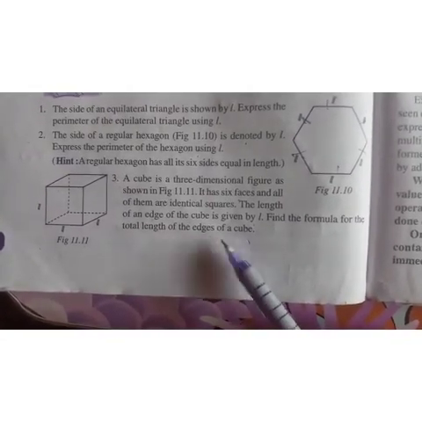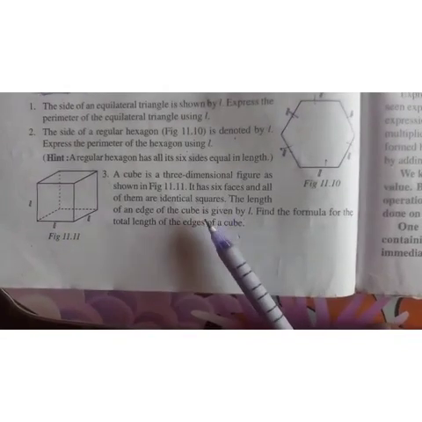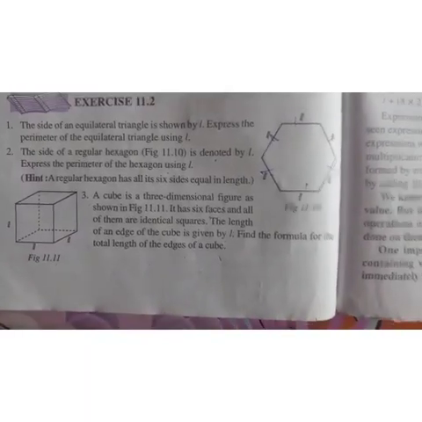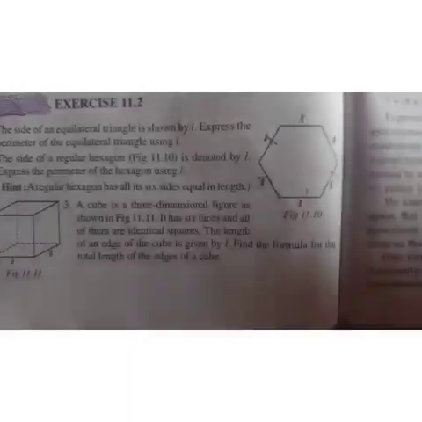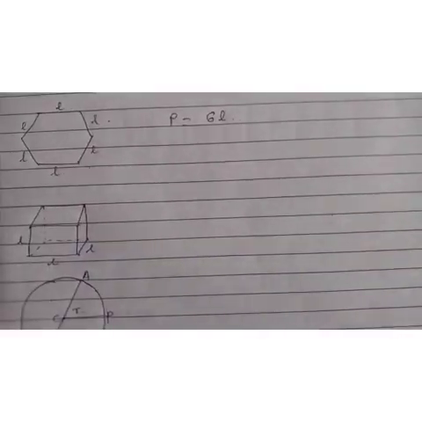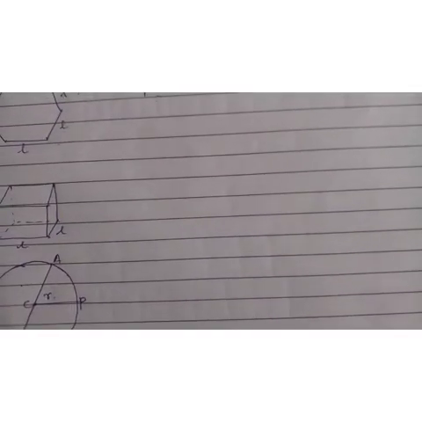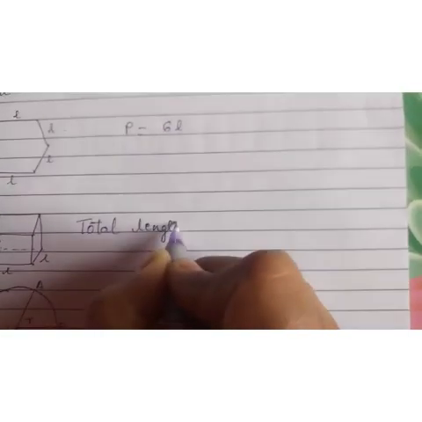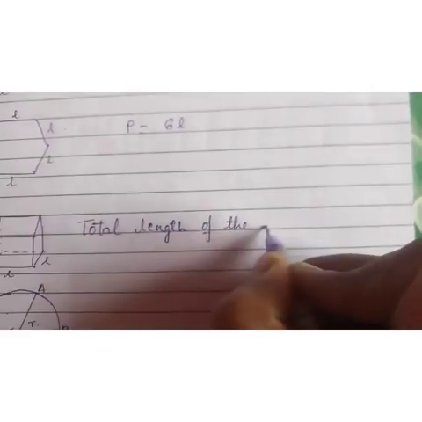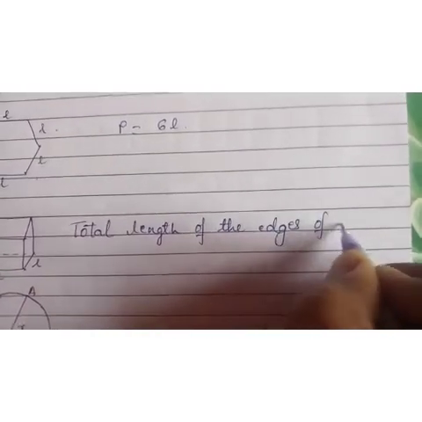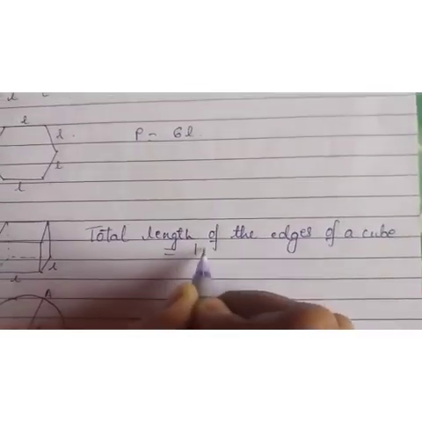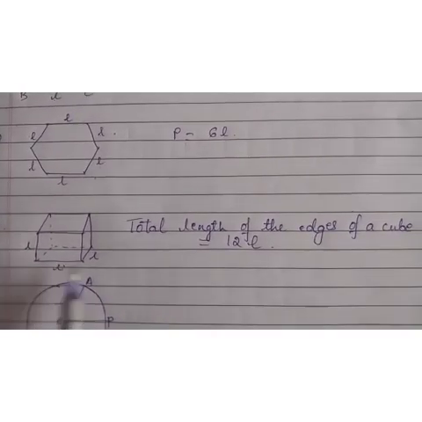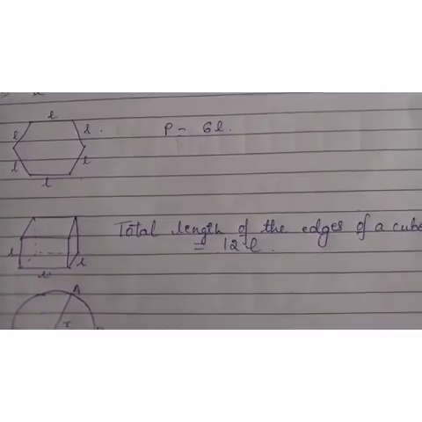As it is having identical squares, you can find that all the lengths of the edges are same. Hence the formula to find the length of the edge will be 12L. Children, you can write formula to find total length of edges. Total length of the edges of a cube is equals to 12L, because a cube has 12 edges and all are identical, hence we can write 12L.